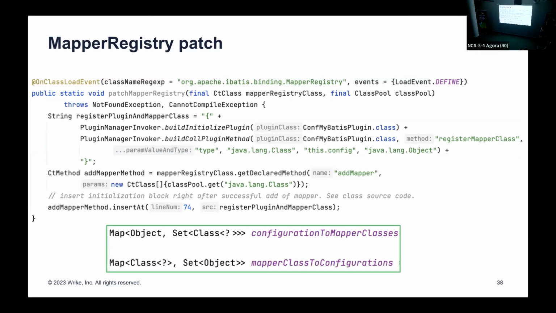And this method basically builds two maps. First one is from configuration instance to the set of mappers, which belongs to this configuration. And another one just vice versa. Mapper class to the set of configurations.